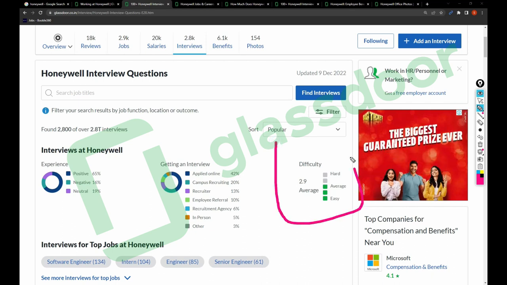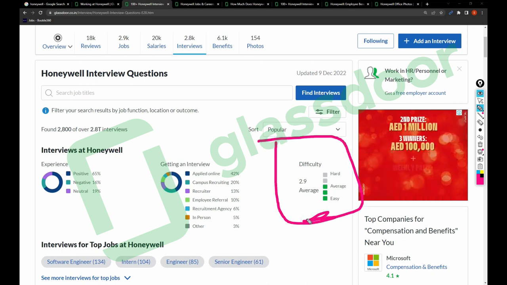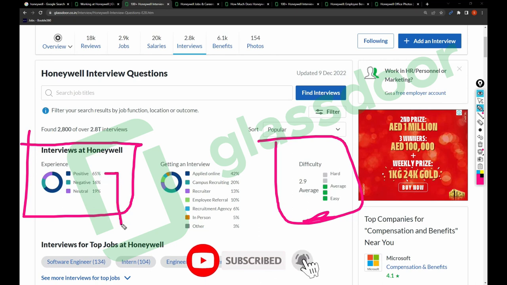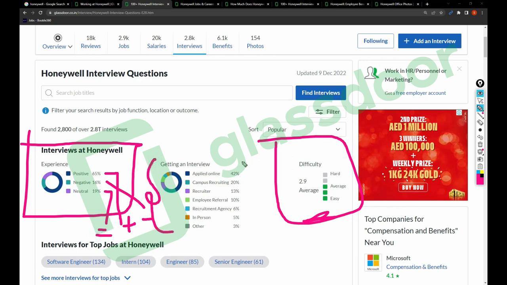The difficulty is 2.9, so you can assume you can crack the interview if you have good skills. It is not that difficult, I would say. And interview experiences at Honeywell: if you are giving an interview, you can expect 65% positive, 16% negative and 19% neutral experiences. And how you can get an interview.